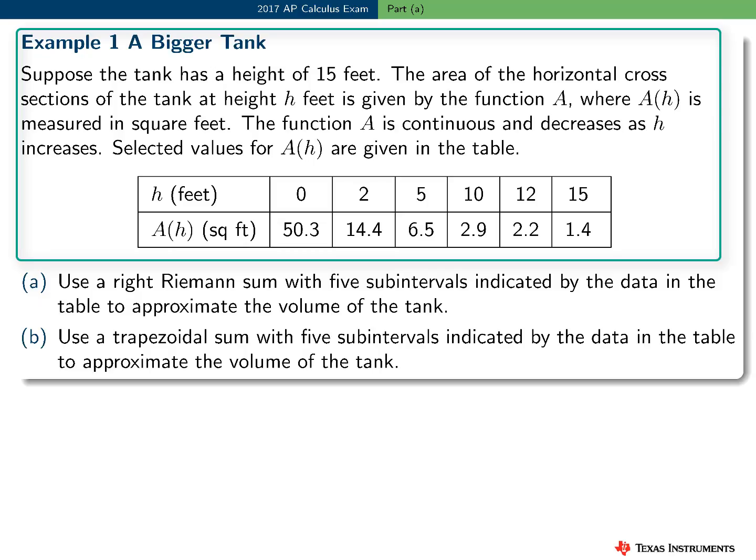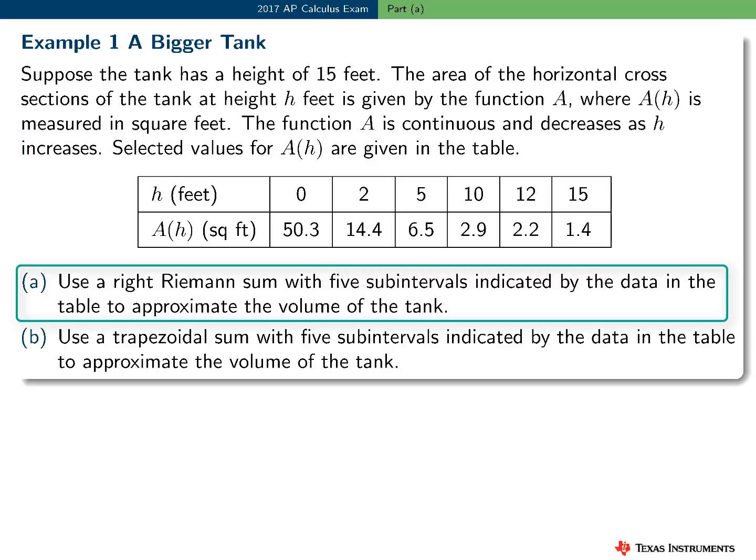Here's an extension of Part A. Let's suppose we have a slightly bigger tank, and this time with a height of 15 feet. The area of a cross-section at a height h is still given by the function A, and selected values of A of h are given in the table.